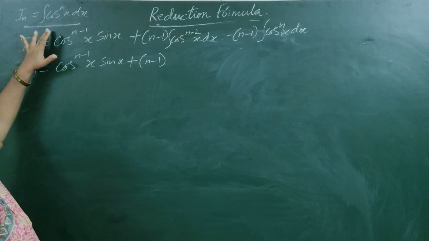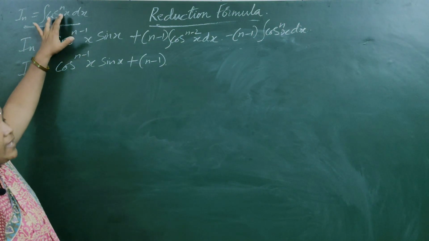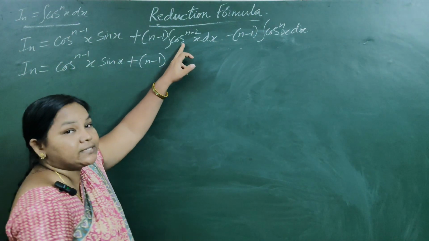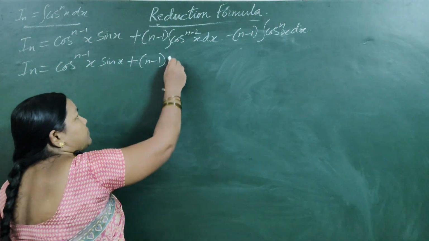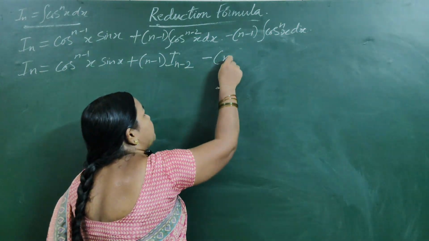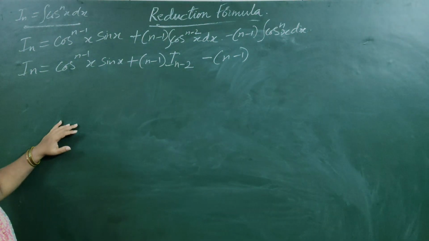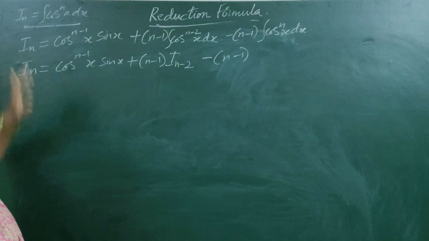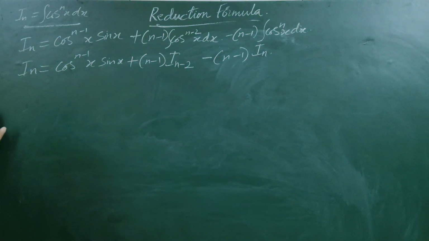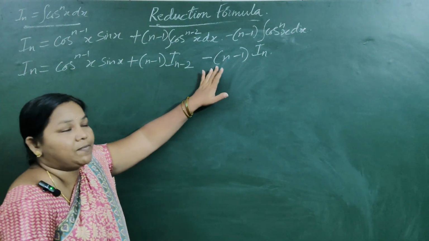See, in the question, the right hand side is cos power n x. If the right hand side is cos power n, here the power is n, so we have taken it as I n. Here the power is n minus 2, so we can write this function as I n minus 2. Next, minus n minus 1. So this is the same as the question, integration of cos power n x dx, that is I n. So substitute this value, that is I n.